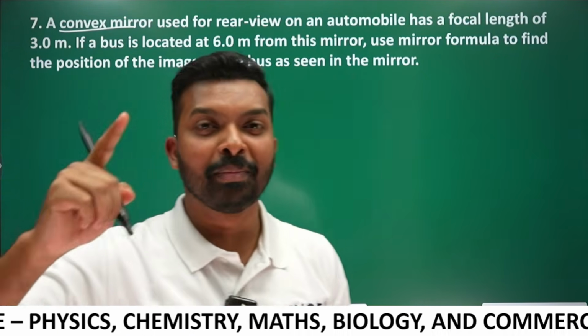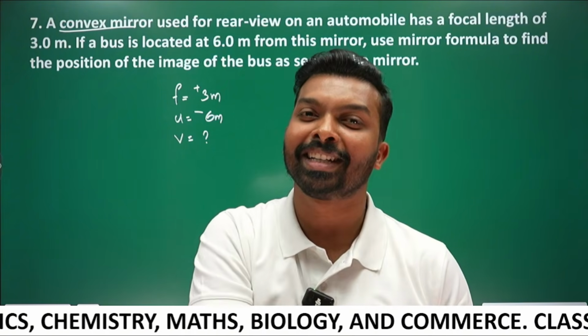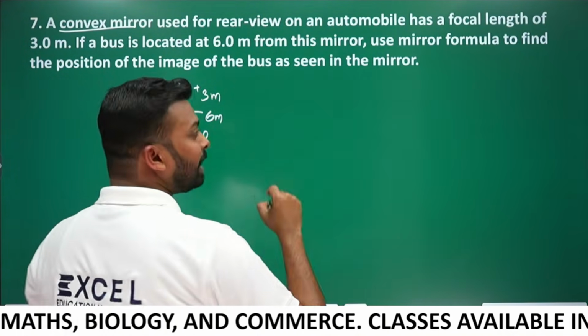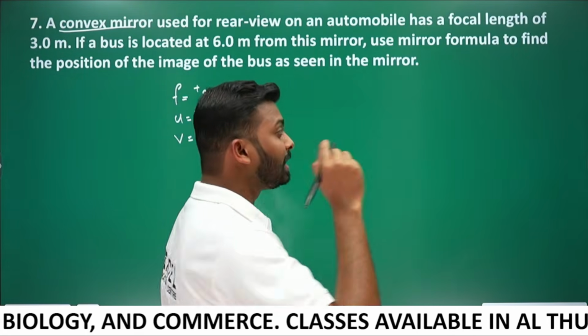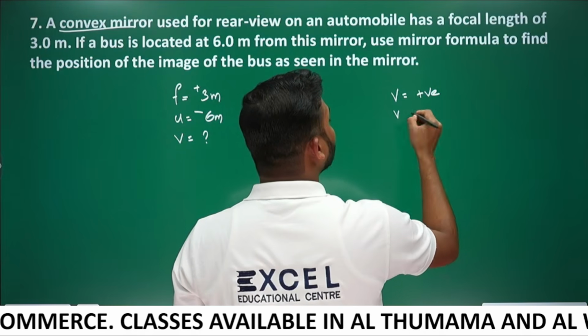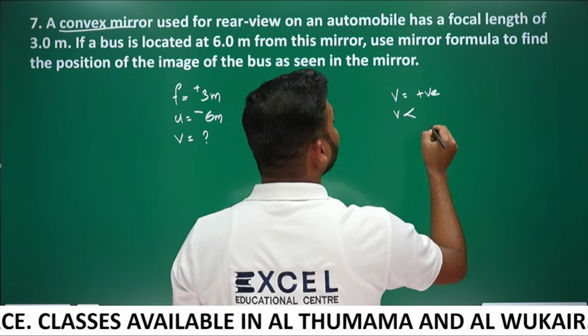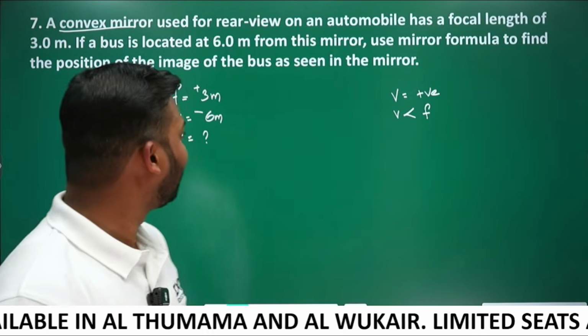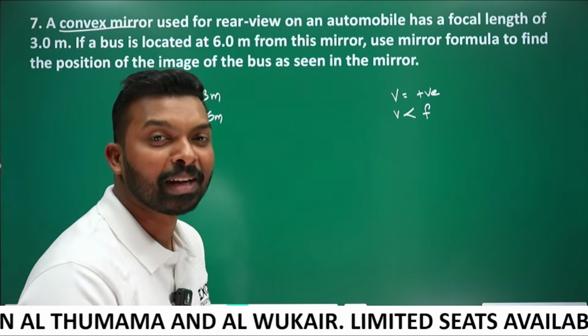Likewise, what we did in the previous question, we also have a guess for the answer. What is going to be the V? What is my guess here? V has to be positive. V has to be less than the focal length. Let's check whether this is coming again or not.